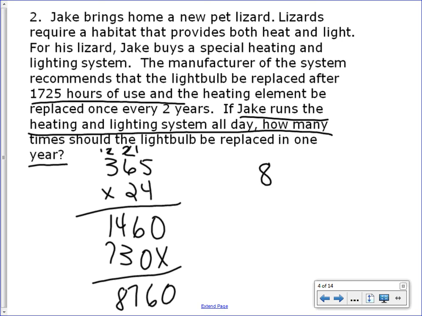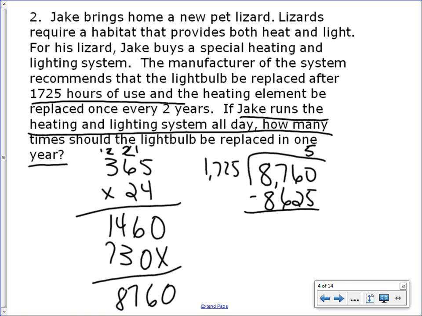Now I'm going to take that 8,760 and divide it by 1,725 because that's how many hours each light bulb can be used. 1725 goes into 8,760 five times, which is 8,625. If you're unsure how you would figure that out, you can just pick numbers and multiply it by 1725 to see if it's close to 8760. When you subtract those two, it should be 1725 or less.